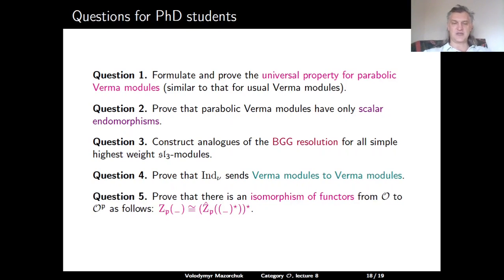And finally, question number 5. Prove that there is an isomorphism of functors from category O to category OP as follows. The Zuckerman functor ZP is isomorphic as a functor to the composition of the usual duality on O, followed by the dual Zuckerman functor Z hat P, followed by once again application of the restriction of the usual duality on O to OP.